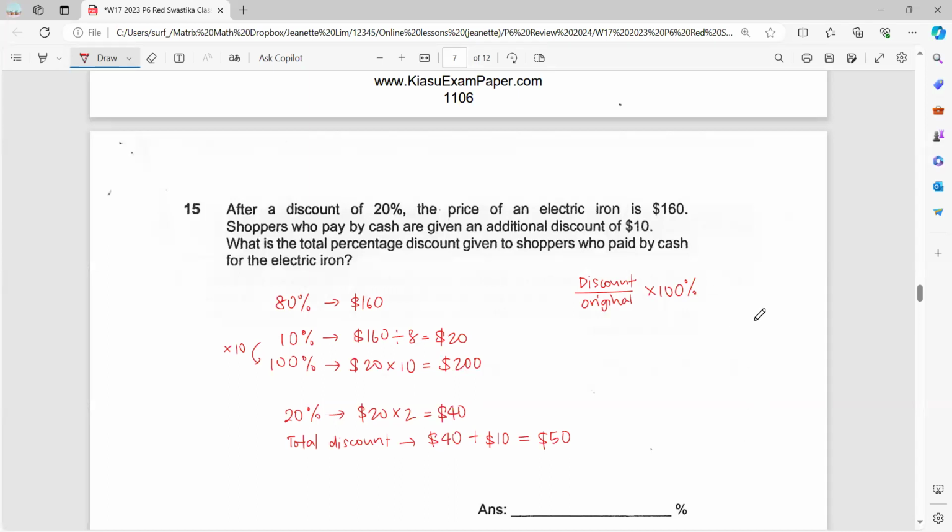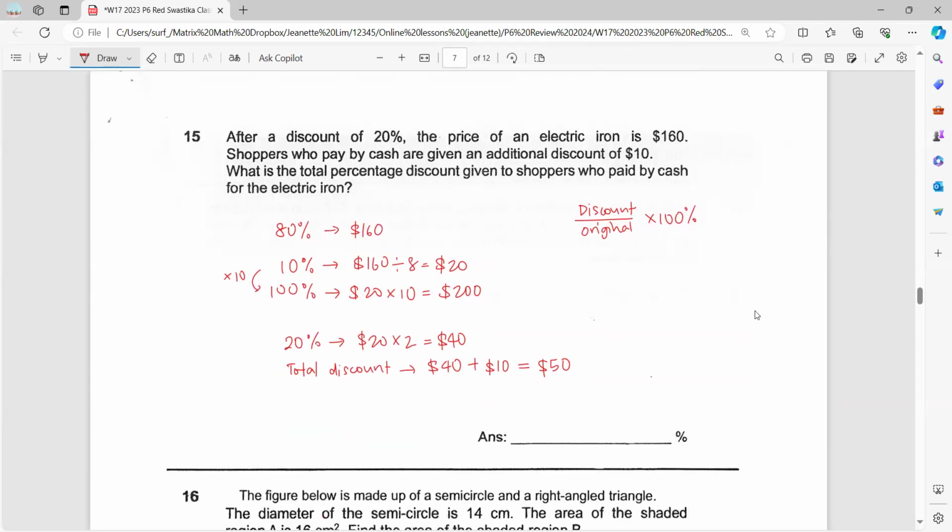Using this formula, the percentage discount will be 50 over original, times 100%. All right, so you can simplify and multiply. This is 2. This is 1. So 50 over 2, 25%.